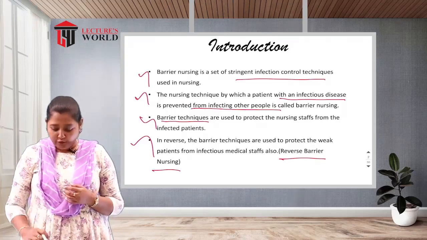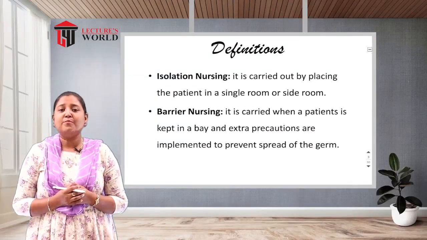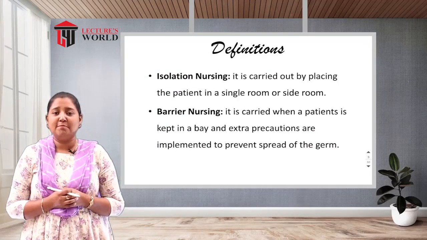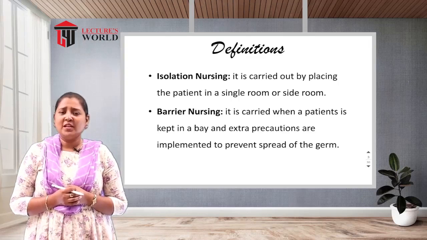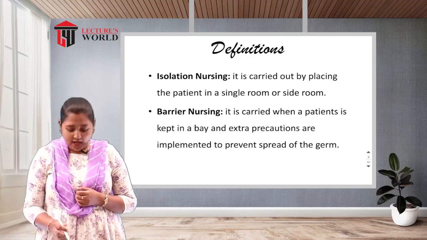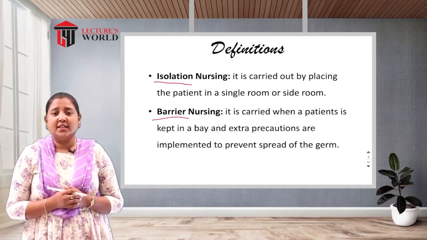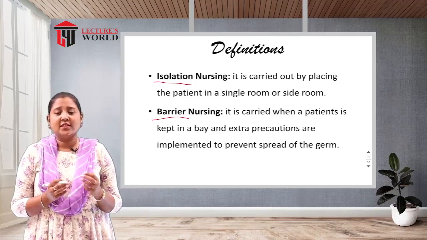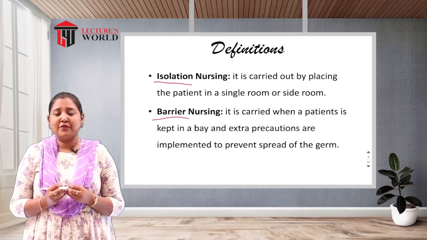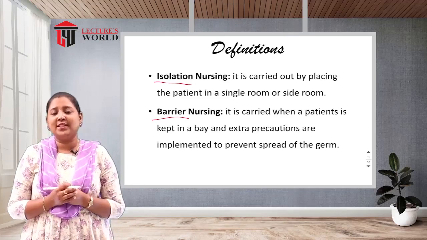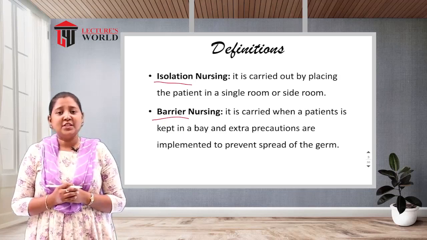We'll go forward to know exactly what barrier nursing is and what the important terminologies used in barrier nursing are, which are important for a nursing student to know. Commonly used words are isolation, barrier, protective clothing, and personal protective equipment. These are some of the terminologies we use in clinicals as nurses for prevention of infections from one person to another. Let me tell you one by one.